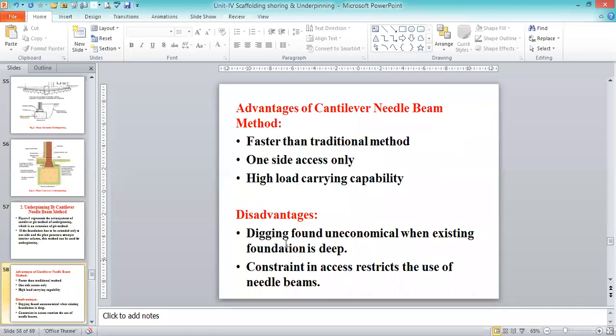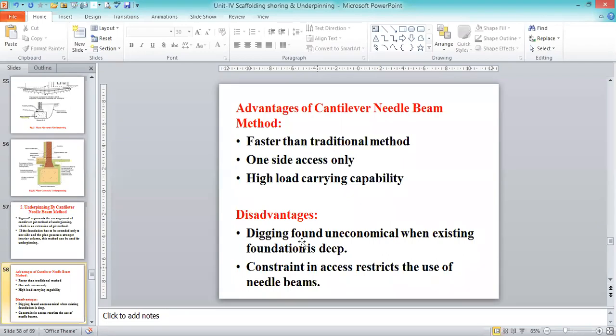Disadvantages: uneconomical when the existing foundation is deep. If the existing foundation is very deep, it is going to be uneconomical. Construction access restrictions limit the use of needle beams. So constraint in access restricts the use of the needle beams. So that is also a disadvantage, that needle beams will not give the stability to go for the extension of the foundation. That is the disadvantage.